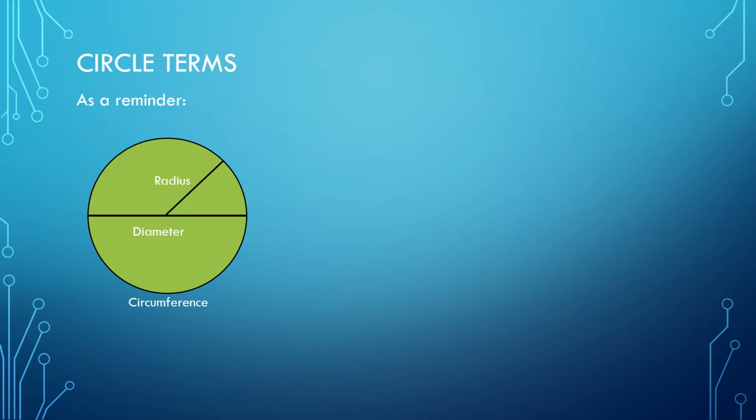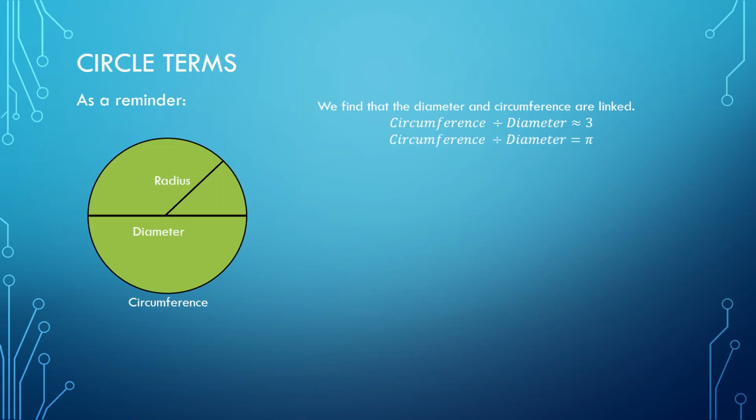Okay, so when we start to investigate it, we find that these numbers are linked. So for a start, the diameter is the same as 2 lots of the radius. But we also find that the diameter and the circumference are linked. And in fact, if you take the circumference and divide it by the diameter, you should get something that's approximately 3. Okay, and in fact, it turns out that it's exactly pi. So when you do circumference divided by diameter, pi is the answer that you get.